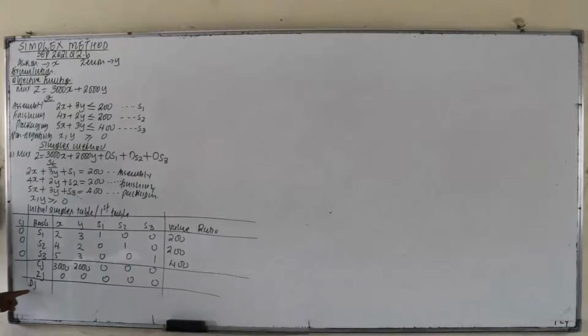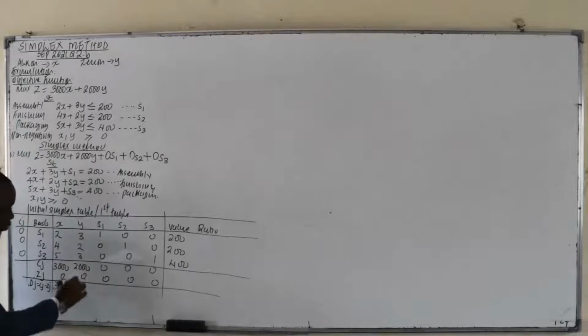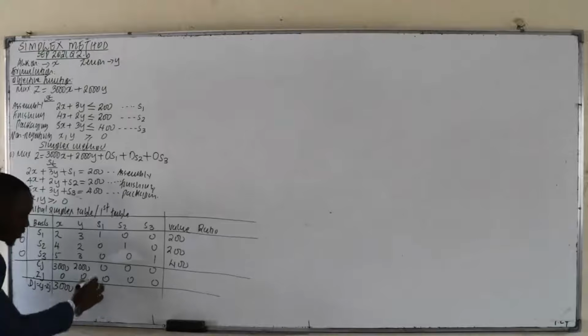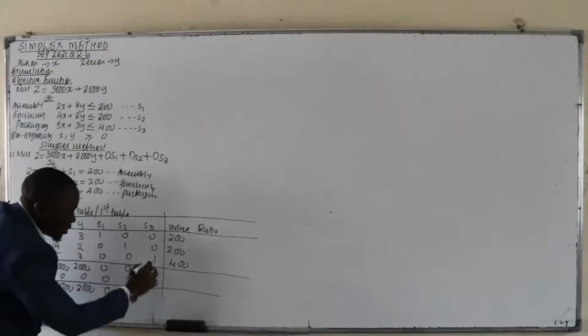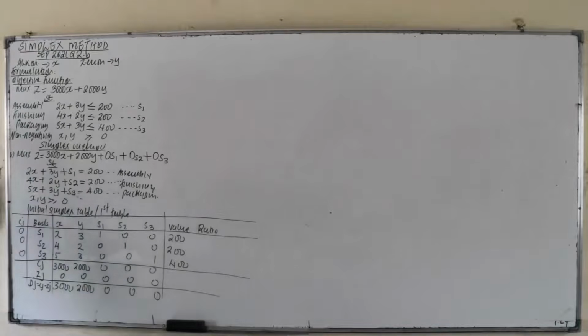We get DJ. How do we get DJ? To get DJ, you take CJ minus ZJ. 3 minus 0, you get 3,000. 2 minus 0, you get 2,000, 0, 0, 0. Now we test for optimality. Is our table optimal? And now let's go to NB.